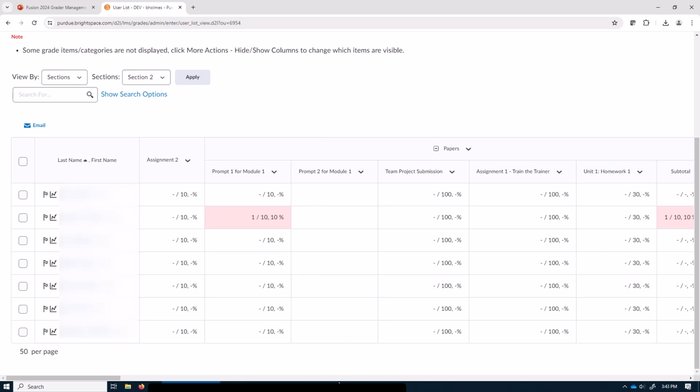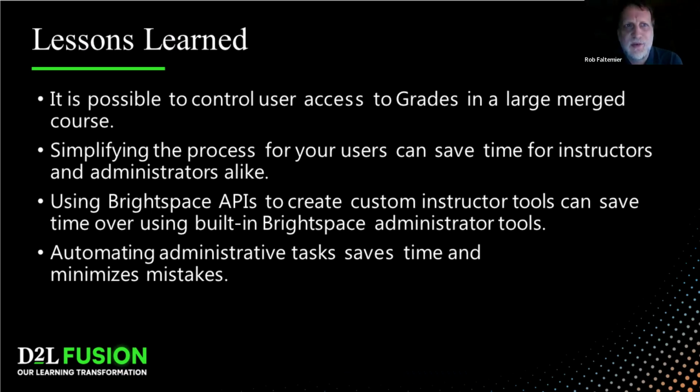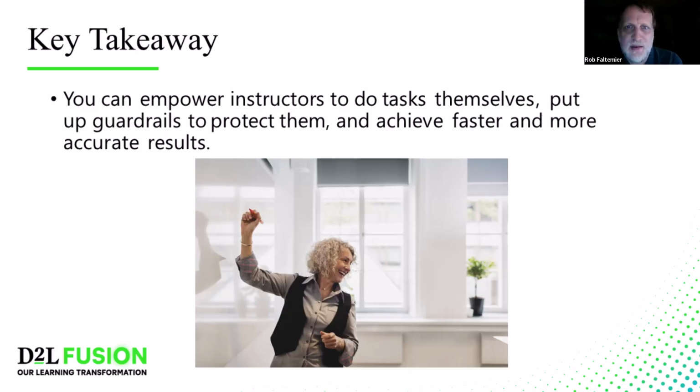The lessons learned doing the grader management: it is possible to control user access to grades in a large merged course. Simplifying the process for your users can save time for instructors and administrators alike. Using Brightspace APIs to create custom instructor tools can save time over using built-in Brightspace administrator tools. Automating administrative tasks saves time and minimizes mistakes. The key takeaway is that you can empower instructors to do tasks themselves, put up the guardrails to protect them, and achieve faster and more accurate results.